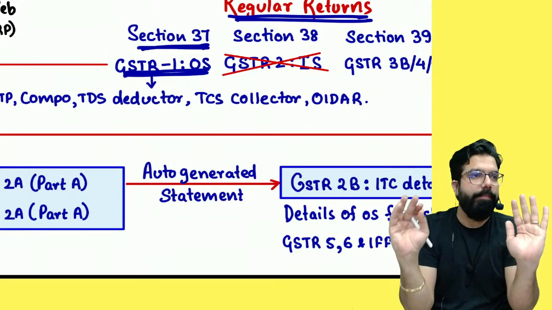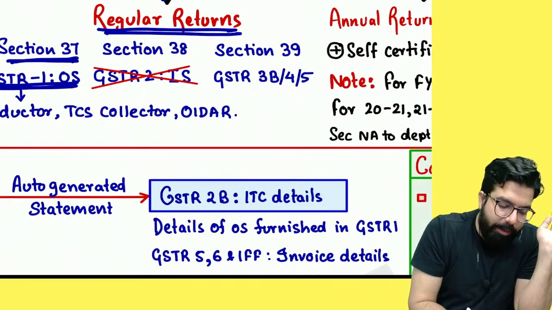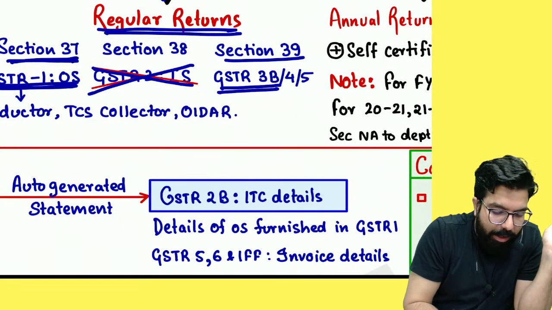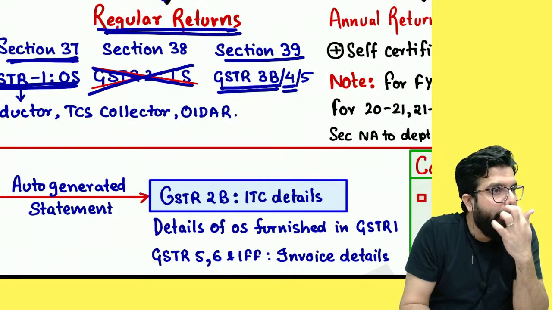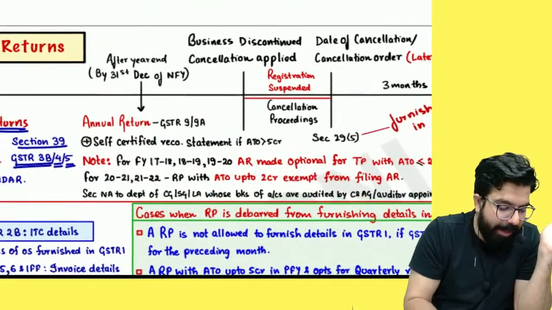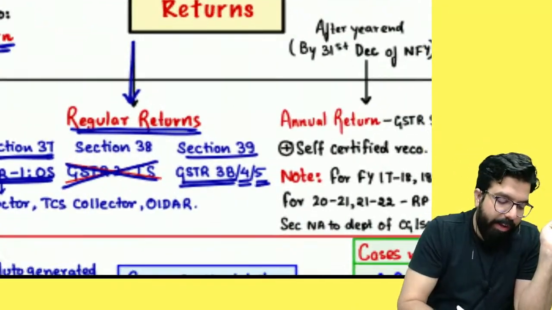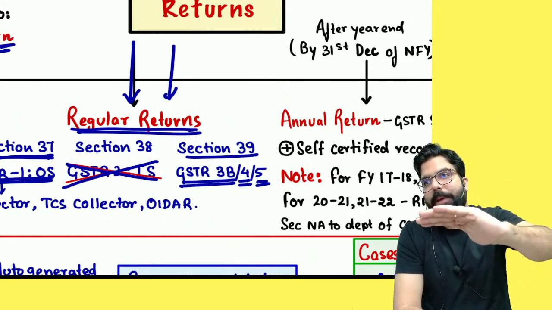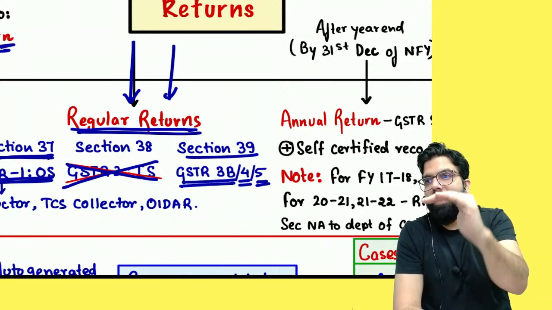Clear, everyone? Now, earlier there was something called GSTR2, which is no more there. GSTR3B we have already done. Composition dealer files GSTR4, and we have GSTR5 also, which we'll talk about. NRTP के लिए GSTR5 is there. Now every month you will file GSTR1 and then GSTR3B. GSTR1 and GSTR3B.